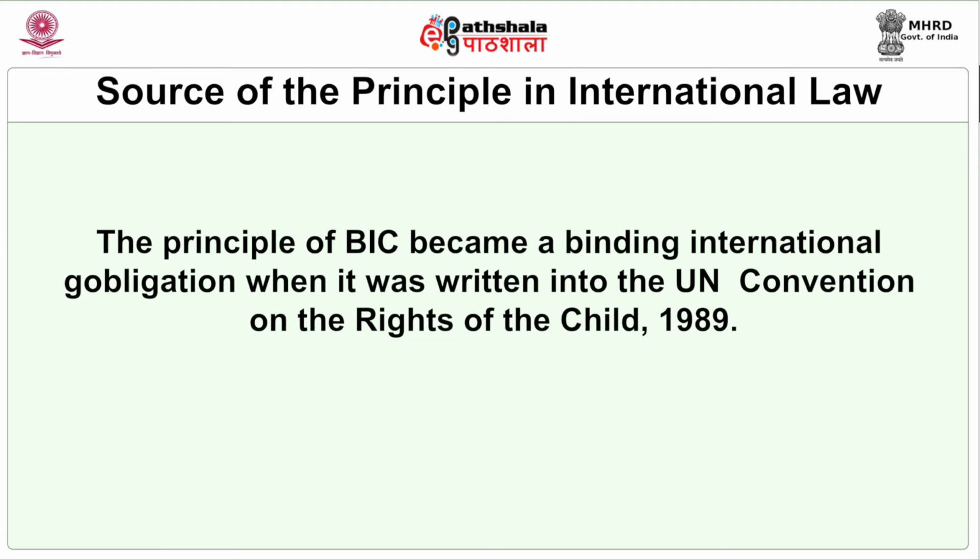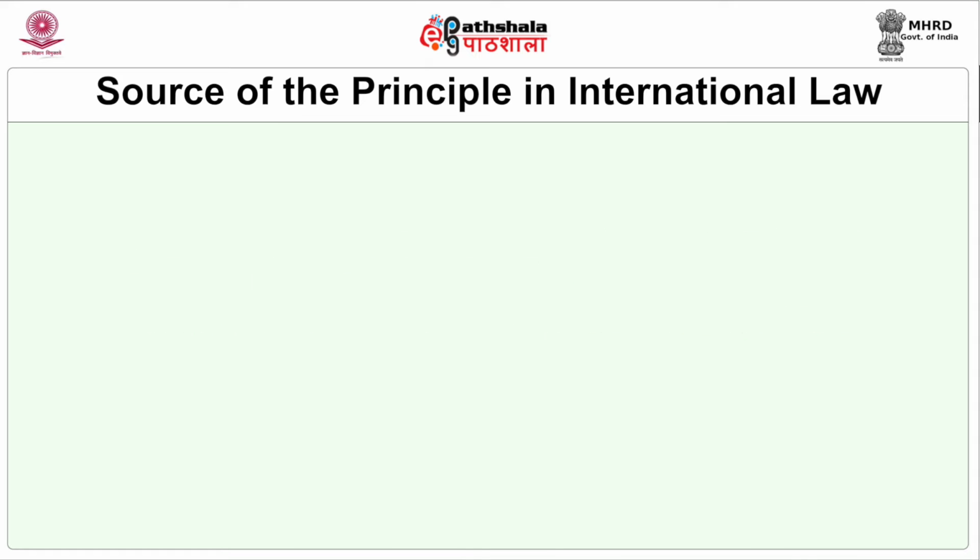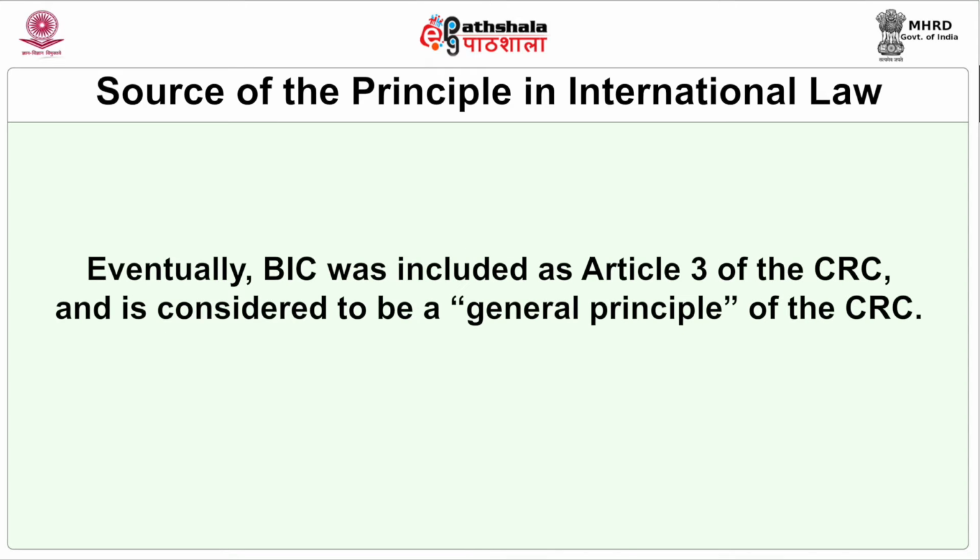The principle of BIC became a binding international obligation when it was written into the UN Convention on the Rights of the Child, 1989. From the very initial stages of the negotiation of the CRC, beginning in the late 1970s, the principle of BIC was considered for inclusion in the CRC. Eventually, the BIC was included as Article 3 of the CRC and is considered to be a general principle of the CRC.